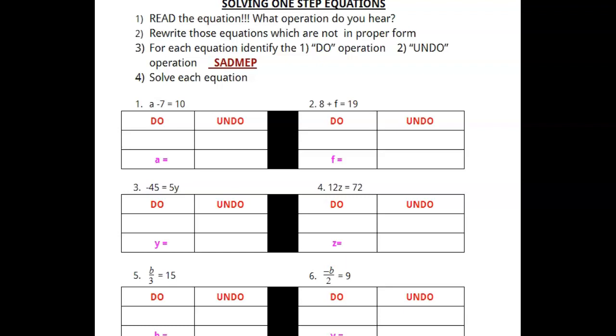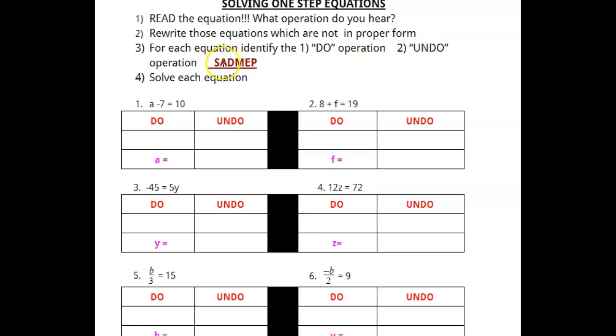What I'm going to show you guys how to do is called the do-undo operation, and that's because we are now working with SADMAP, and we talked about that before. It's the opposite of PEMDAS. When I look at an equation, I can see and say what it says, but then I have to say, well, how do I solve this? Solving it is working PEMDAS backwards.